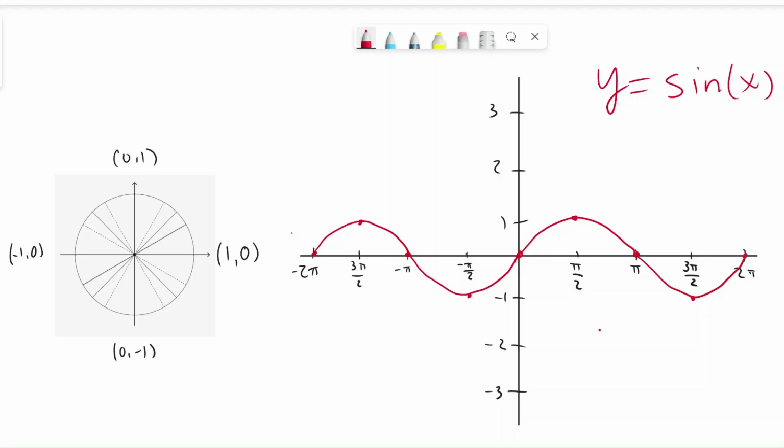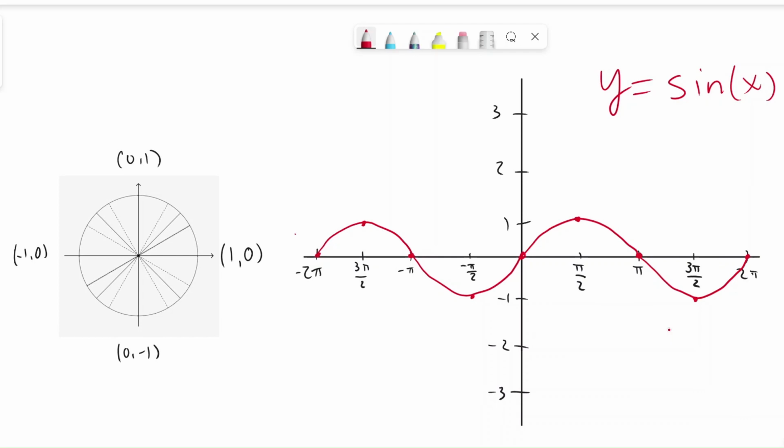Hi everyone, in today's video we'll be learning how to graph the inverse of a sine function. So let's get right into it. Now then, you'll see I've already graphed y equals sine of x. But what we want to find is the inverse.